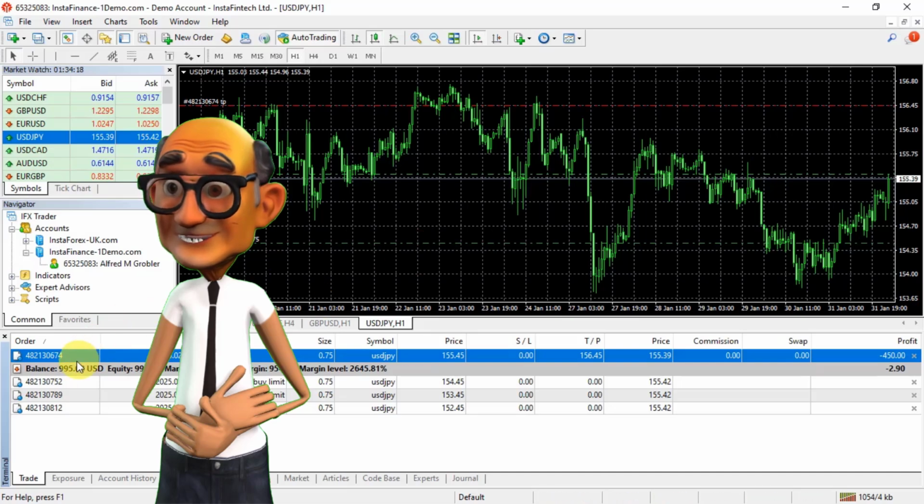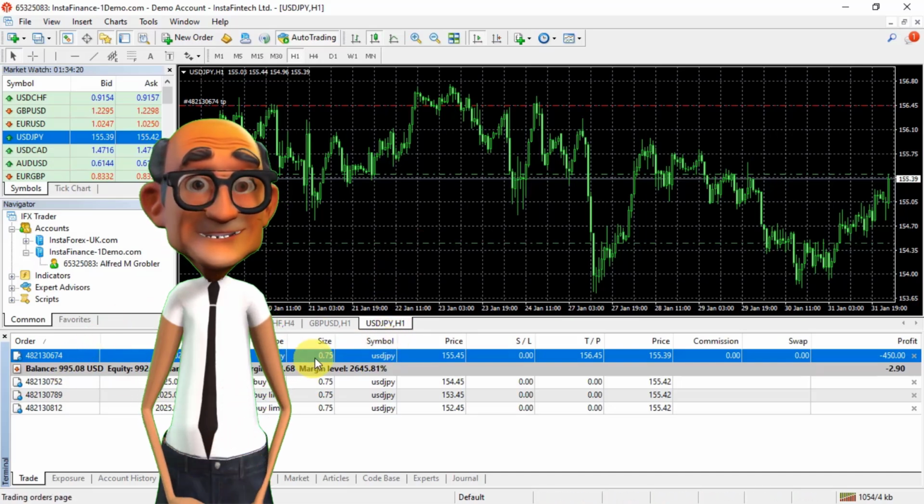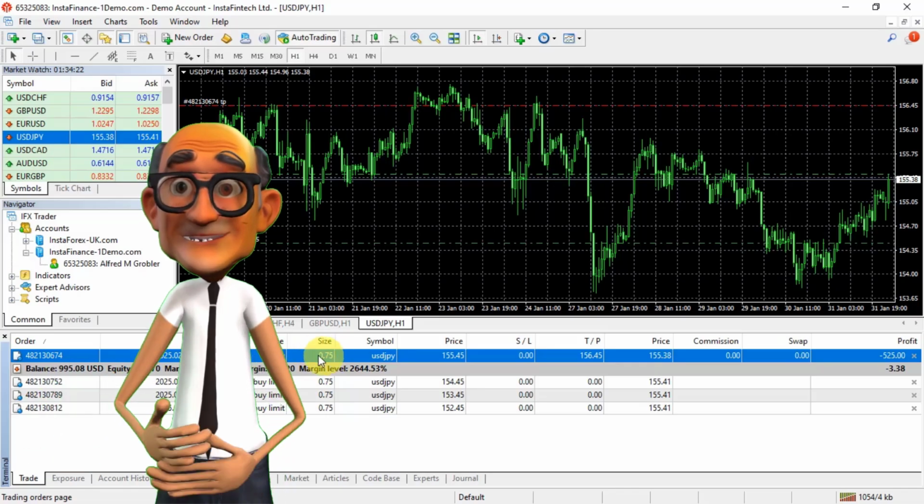Now you'll see, because it's almost on $1,000, I have also increased the lots a little bit more, right? So let's see how it goes.